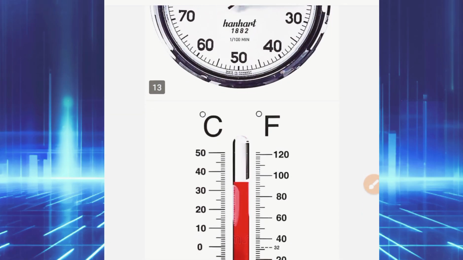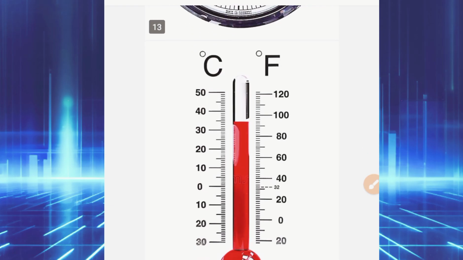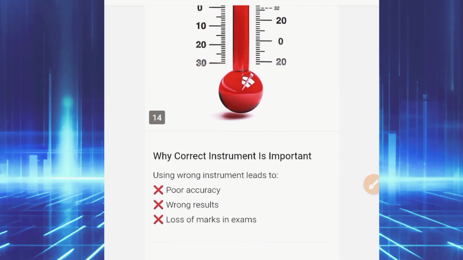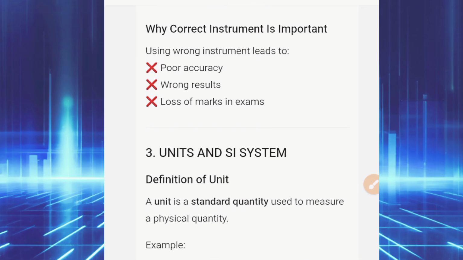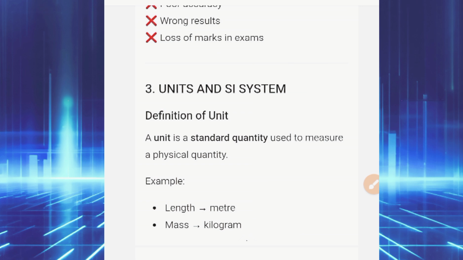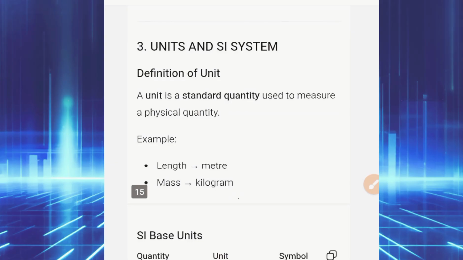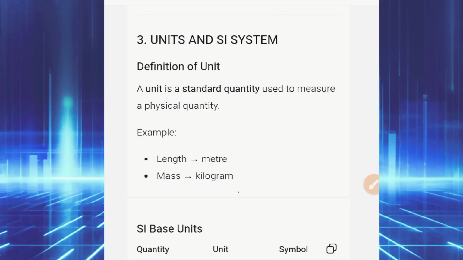So this is a thermometer. You can see this one is in Kelvin, this one is in Fahrenheit. So we are now going to look into units and the SI system. Unit and SI system. So let us move ahead. When you talk about a unit, it is a standard quantity used to measure a physical what? Quantity.